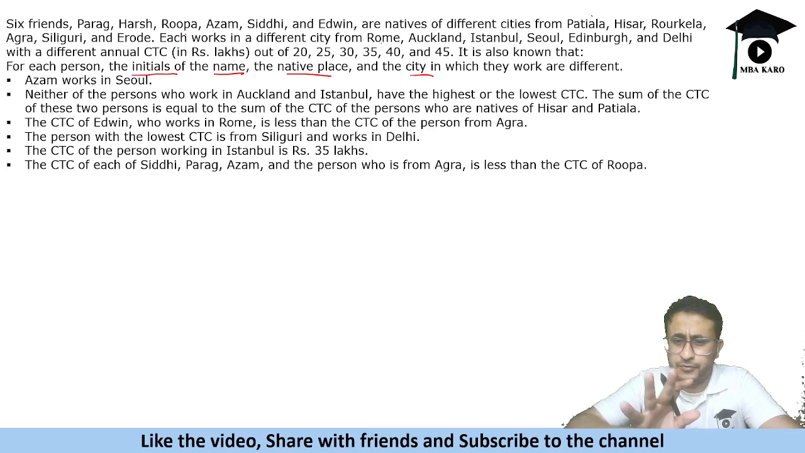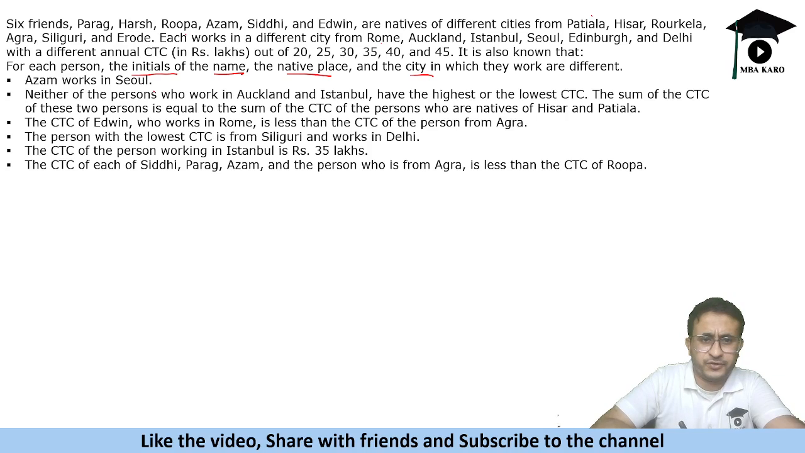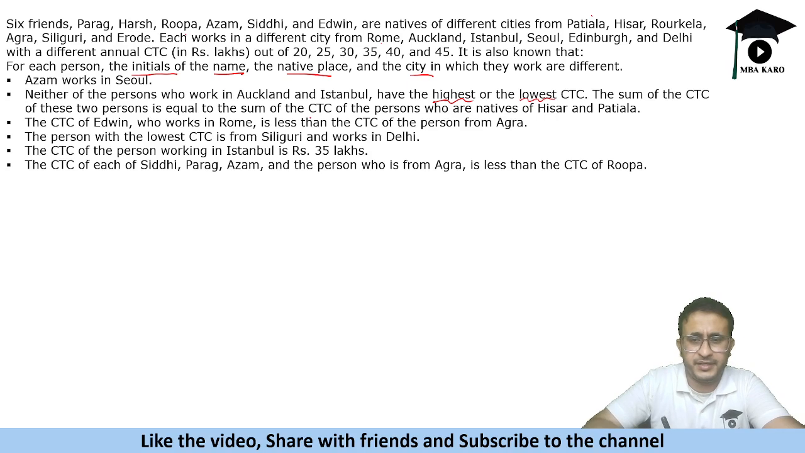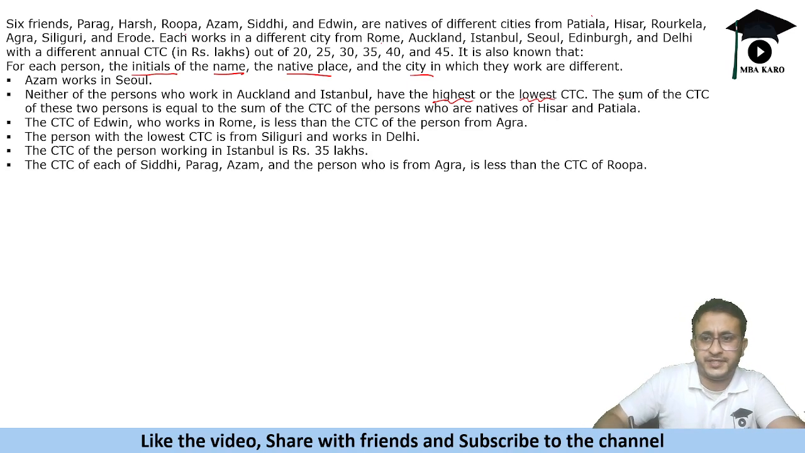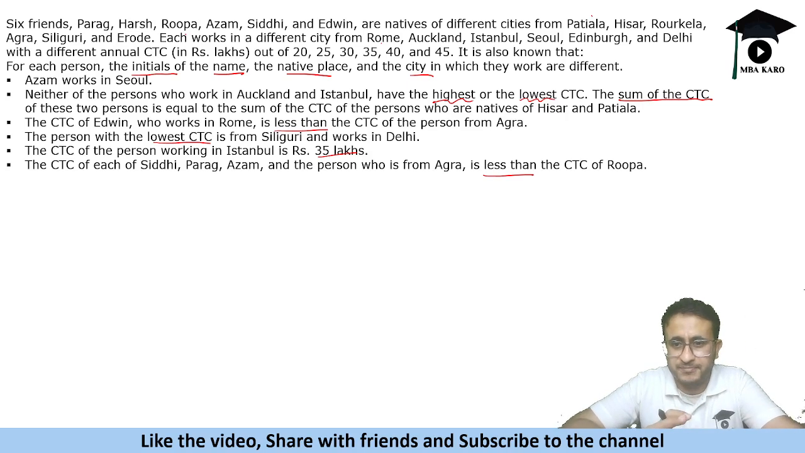Why? First of all, numerical data is given. Second condition, read the conditions. So this person works in Seoul, fine. Many people start like this, they will put the names first. But look at other statements also. Neither of the persons have the highest or lowest. Sum of CTC less than lowest CTC. ठीक है, number is given, less than, more than, lowest, some. So we are dealing with the order of numbers.